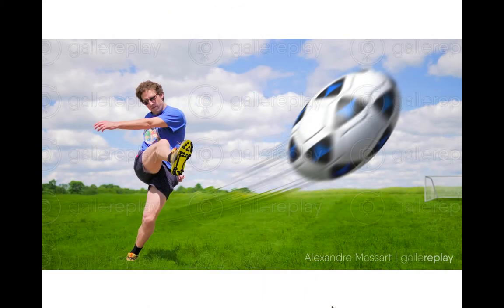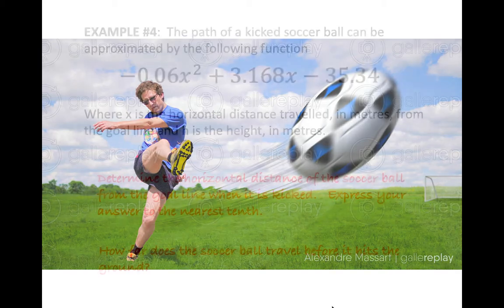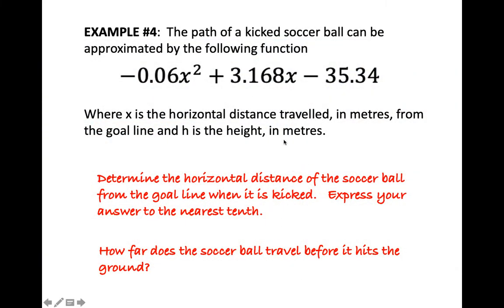Now, just a couple of questions while we're at it to practice our applications of these particular quadratic functions. The path of a kicked soccer ball can be approximated by the following function. x is the horizontal distance traveled, in meters, from the goal line, and h is the height in meters. I noticed when I did this later that there was no h of x here, so imagine that there's h of x.